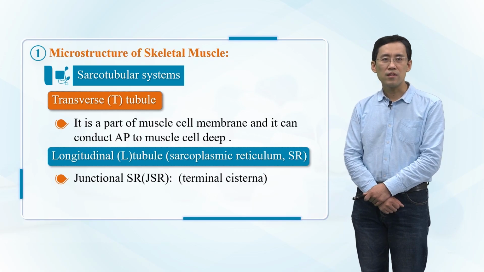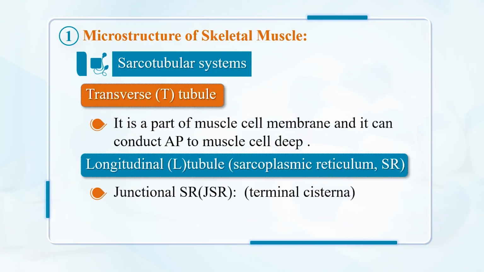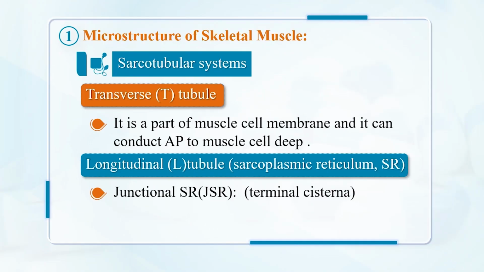Let's see the details of microstructure of skeletal muscle. The first thing is the sarcotubular system, called transverse tubules. It is a part of the muscle cell's membrane, and it can conduct action potential to muscle cells deeply. It's very useful for action potential transmission.